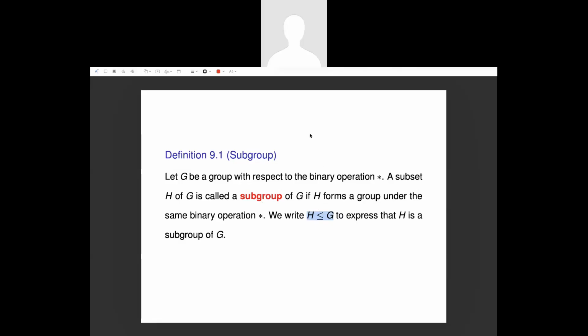So it simply means we have a group G, then we choose a subset of this G. If this subset itself forms a group under the same binary operation, then we can say that H is a subgroup of G over the same binary operation.